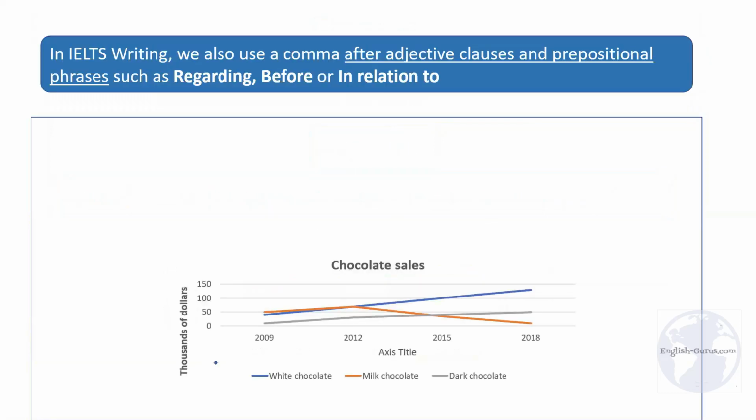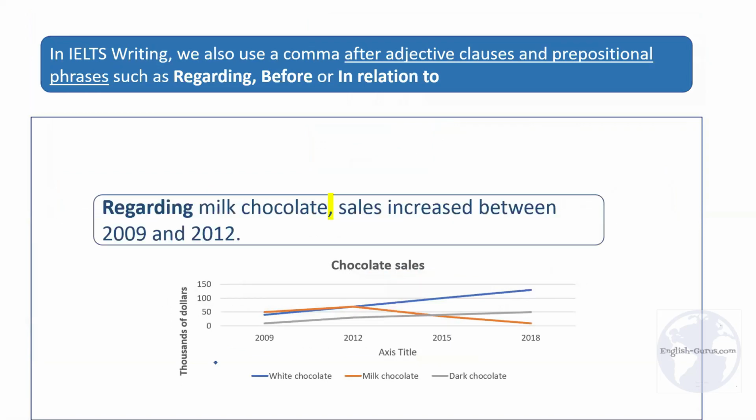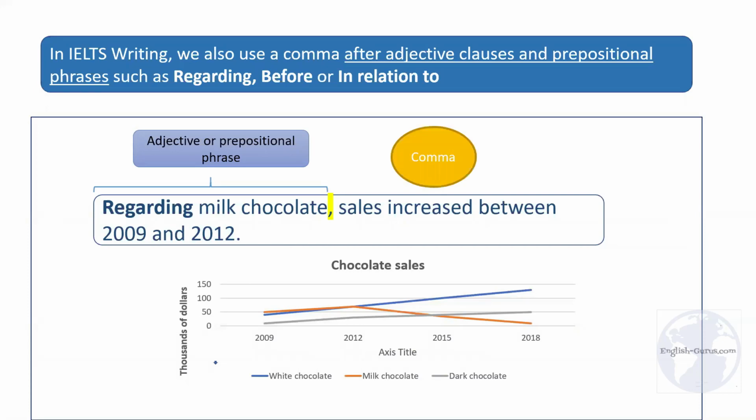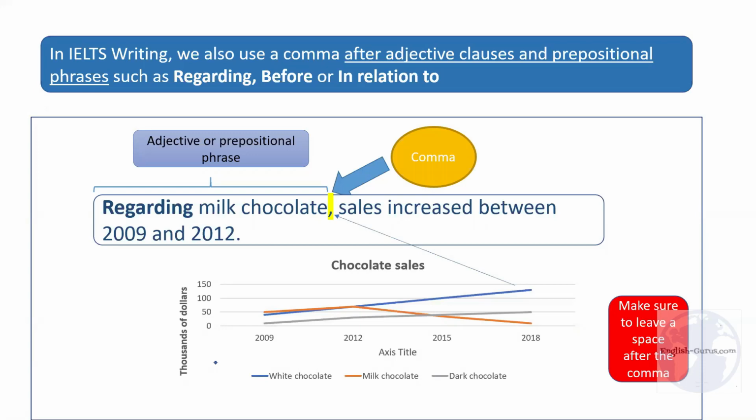So in IELTS writing, we also use a comma after adjective clauses and prepositional phrases. So for example, regarding milk chocolate, comma, sales increased between 2009 and 2012. So this is describing a graph from IELTS writing task 1, academic. So we have the adjective or prepositional phrase with regarding, followed by the comma, followed by the independent clause. Make sure that you leave that space between the comma and the next word.